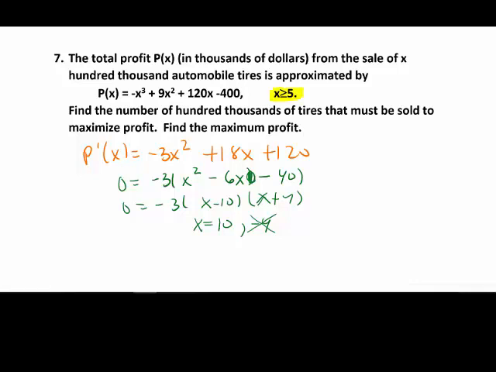So right now I have p of 5, which is my first endpoint, and if I plug that into the original function of negative x cubed plus 9x squared plus 120x minus 400, I'll get a positive 300. If I plug in my 10, which I have, I get 700. But notice again, there wasn't a top bound, so we really do need to prove that it goes down for the rest of the interval.